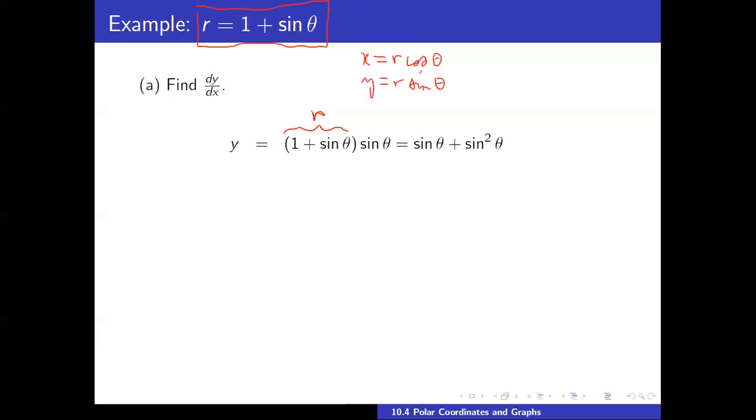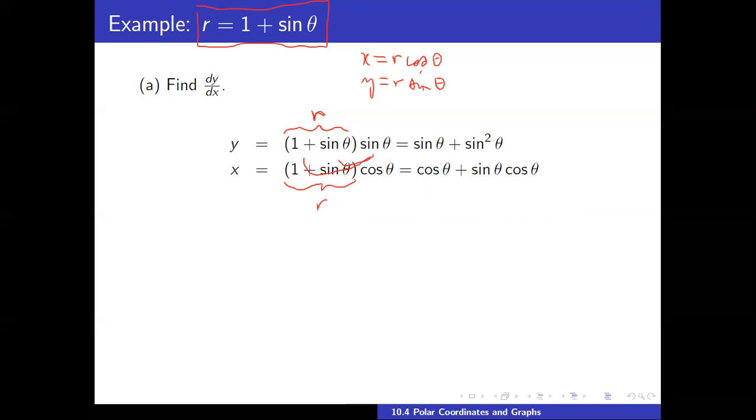Okay? And then I get this. I just distributed sine of theta in here, and we ended up getting sine theta plus sine squared theta. And what is x? Well, x is, once again, that's r right there. X is given by r cosine of theta. Replace r with what it is. Distribute the cosine, and we have what's written right here.